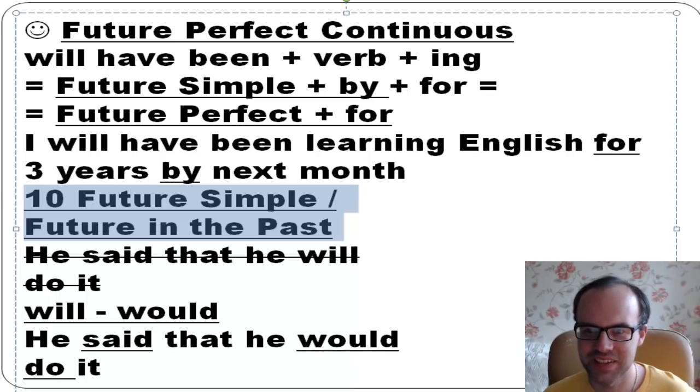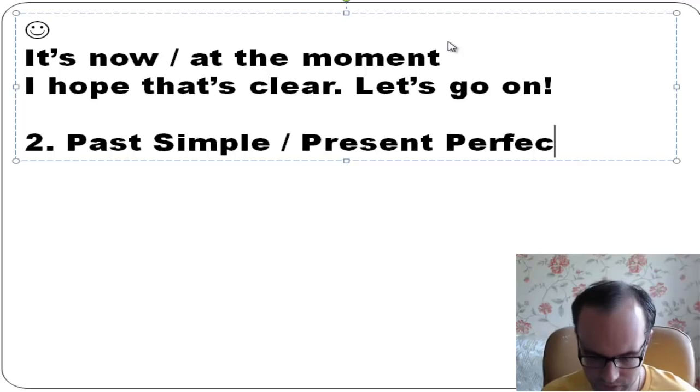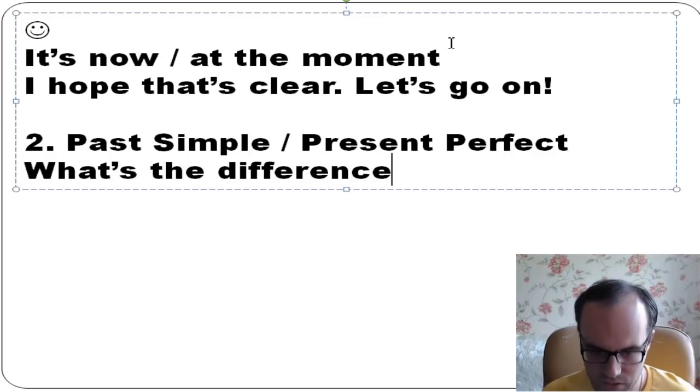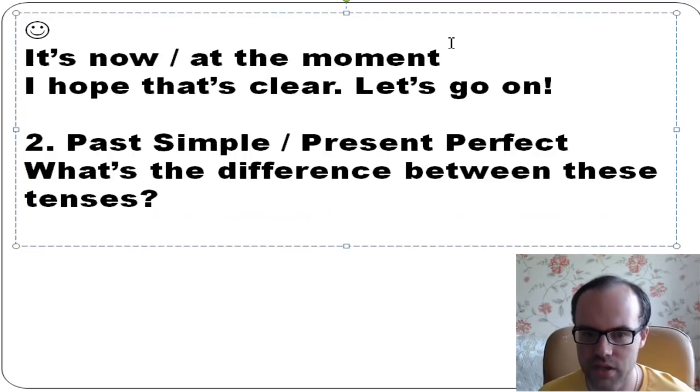What about past simple and present perfect? What's the difference between these tenses? Who knows? What's the difference between these tenses? Okay? So, past simple and present perfect.